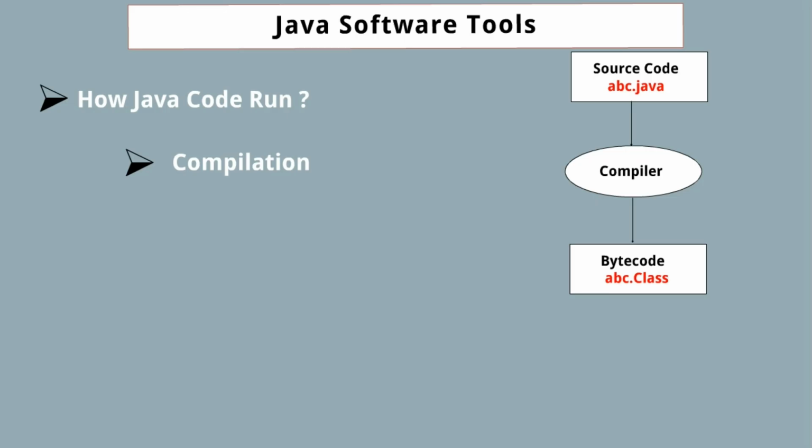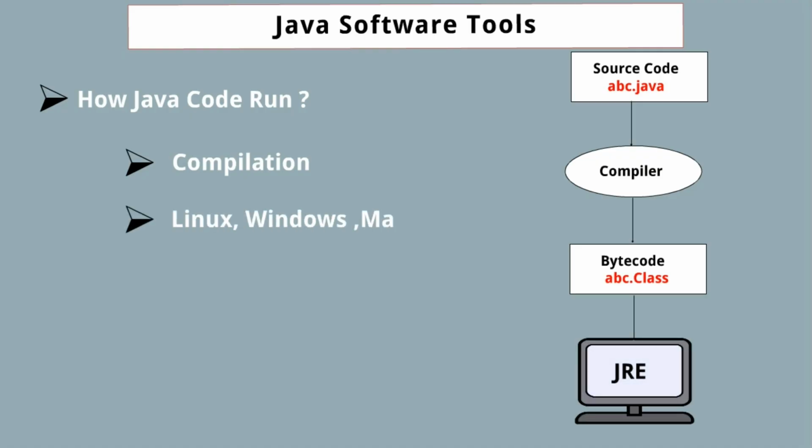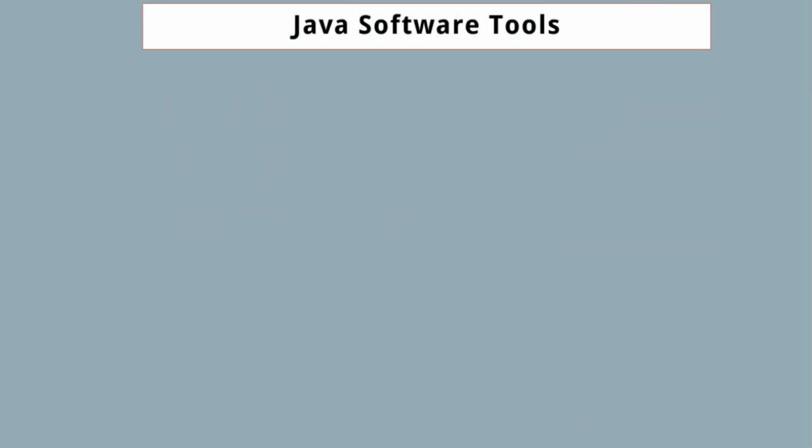This bytecode can be run on any other system that has JRE installed. If you write Java code in Linux, Windows, or Mac, we simply convert it to bytecode, which can then run on any system. Therefore, Java is called a portable or multi-platform language. The first step, compilation, is covered now. Now come to the second step, which is the execution.